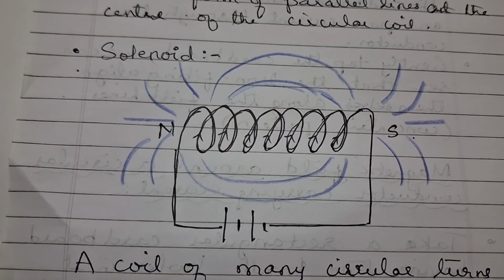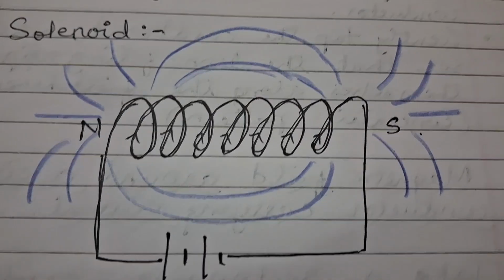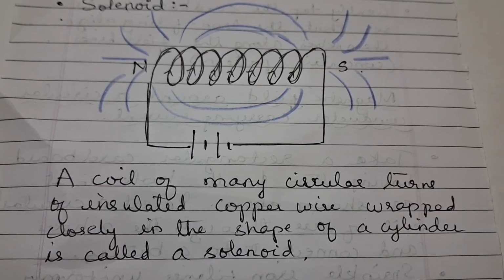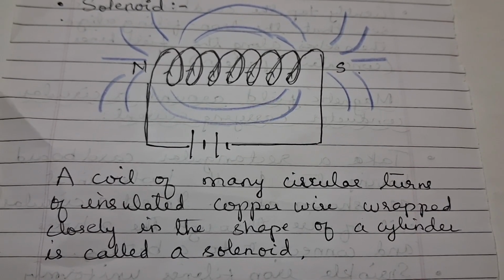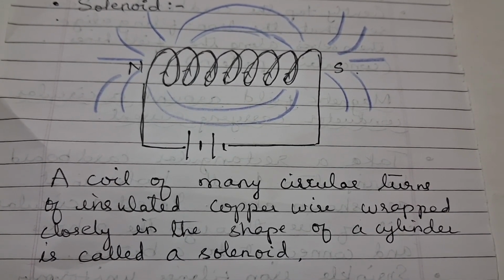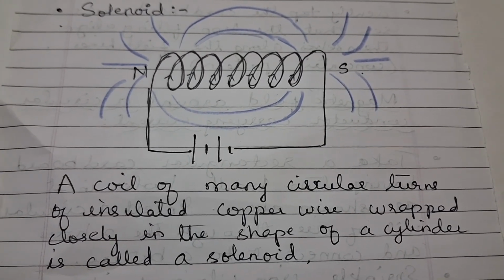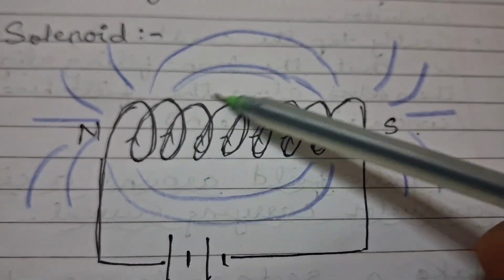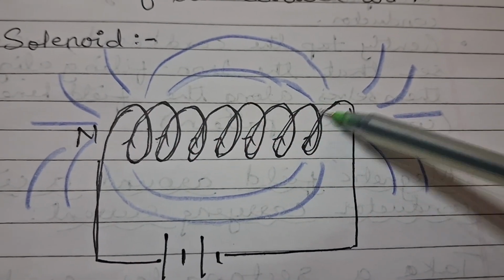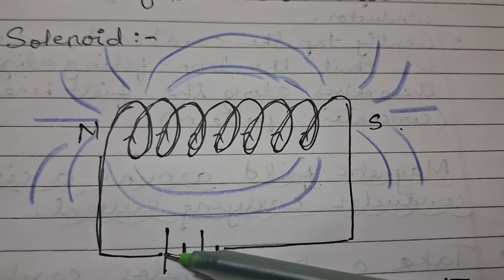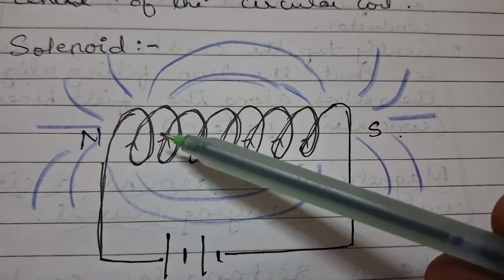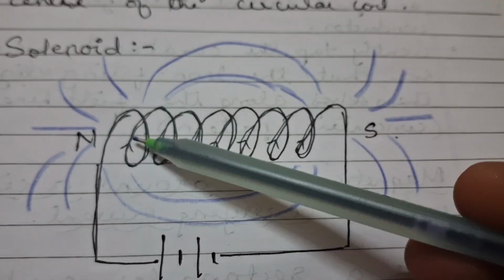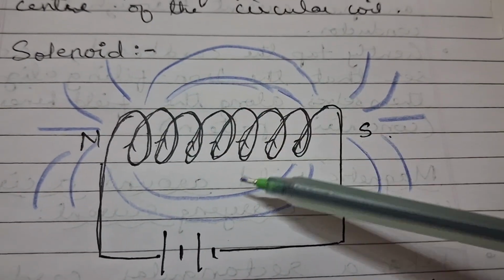Next is the solenoid. This is a diagram of a solenoid. What is a solenoid? A coil of many circular turns of insulated copper wire wrapped closely in the shape of a cylinder is called a solenoid. The insulated copper wire is wound in the form of a cylindrical coil, and its two ends are connected to a battery. This behaves like a magnet, and you find a north and south magnetic field with a similar pattern.